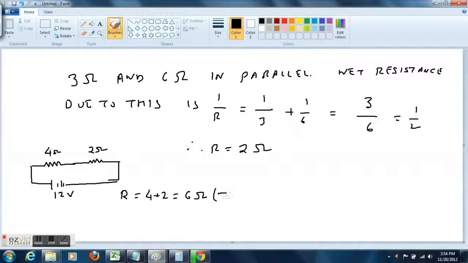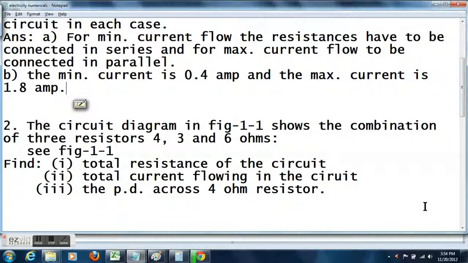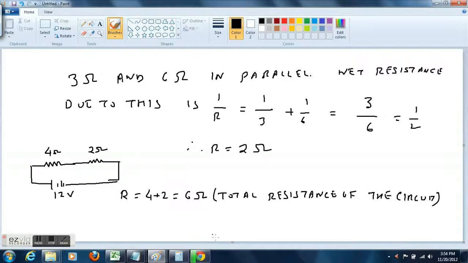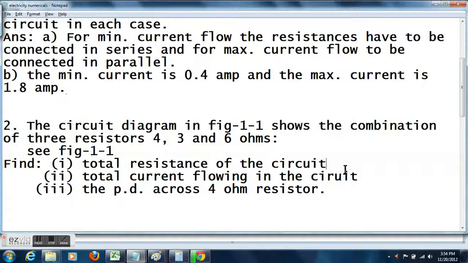So this is the answer to the first part of the problem. So this is the total resistance of the circuit. So let us write it here. So total resistance of the circuit is 6 ohms. Remaining part we will solve in the next tutorial.